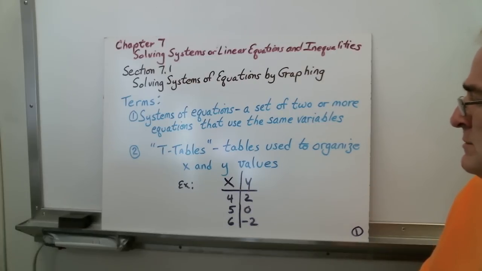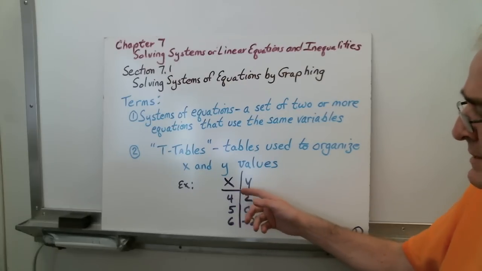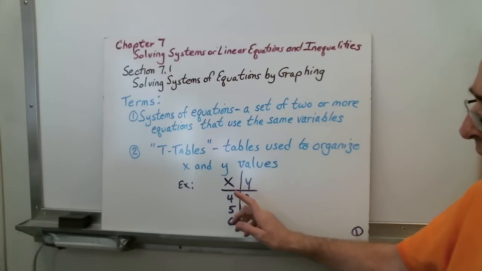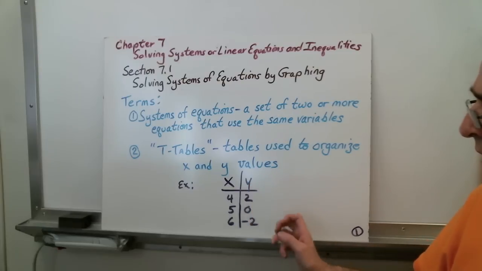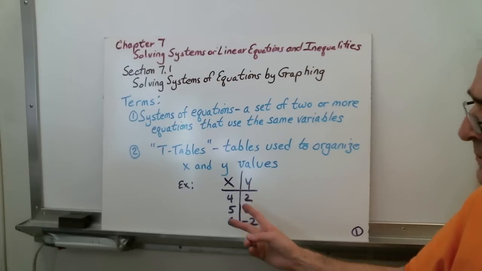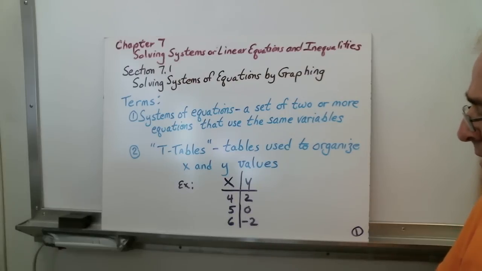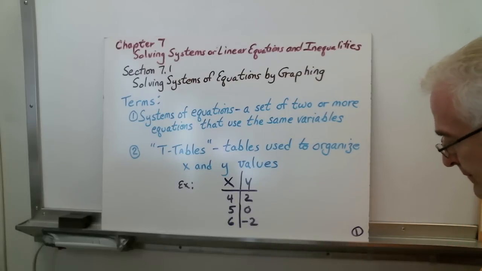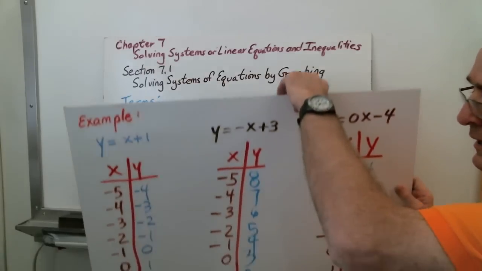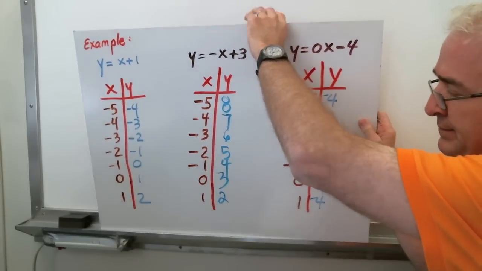T-tables are tables used to organize the x and y values. So what we do is we set up a little chart here. The x value goes to the left, the y value goes to the right, and the data we have here comes in ordered pairs: (4, 2), (5, 0), and (6, -2). Let's take a look at how a t-table will work.